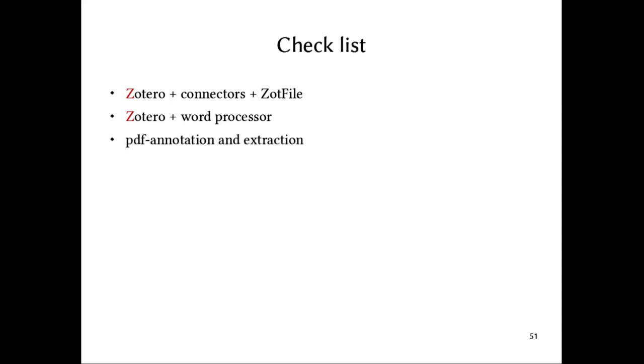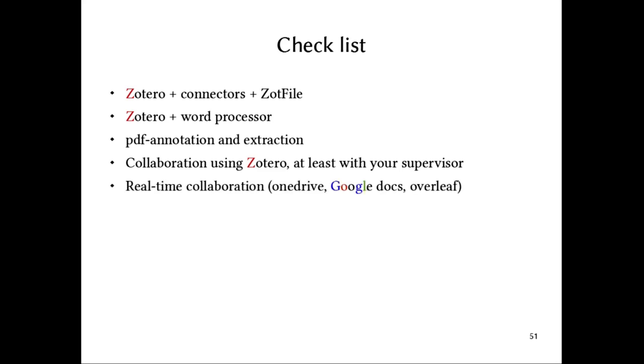And in this part, we also make a checklist about Zotero. Zotero is software that requires a connector and Zotfile. It works with a word processor. You can do PDF annotation and extraction with it. You can do collaboration using Zotero, at least with your supervisor, you should try it. You can do real-time collaboration using OneDrive, Google Docs, Overleaf, and that we will try next week, and I will demonstrate how it works with OneDrive, Google Docs, and Overleaf.